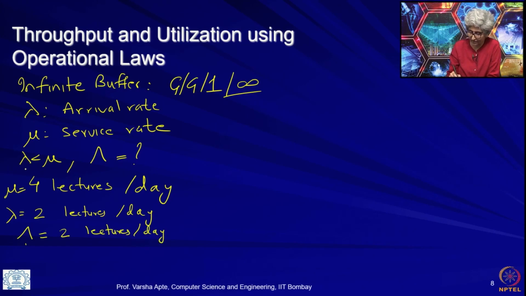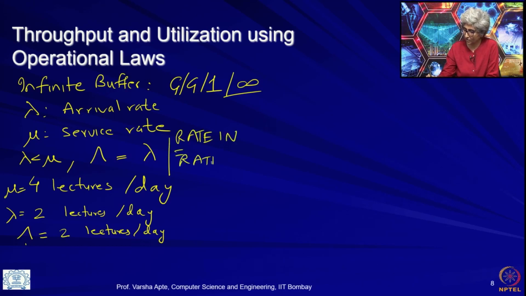So when the arrival rate is less than the service rate and there is no finite buffer dropping requests, then throughput is whatever comes to the system; throughput can be equal to arrival rate. This is a major principle, rate in equal to rate out, that applies to infinite buffer systems. When it is infinite buffer, we also call these systems lossless. There is no loss, so this can be assumed.